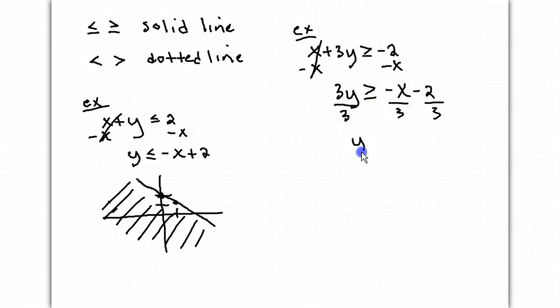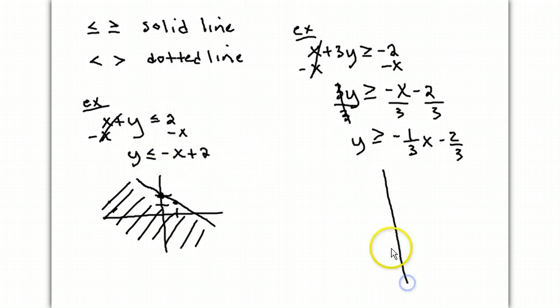And what we have is y is greater than or equal to negative 1/3 x minus 2/3. Now you have to find the y-intercept, which is negative 2/3. Well, you can change negative 2/3 to a decimal. Since negative 2/3 is negative 0.666 repeating, it's between 0 and negative 1. You don't have to actually be accurate, you just have to be in the right area.